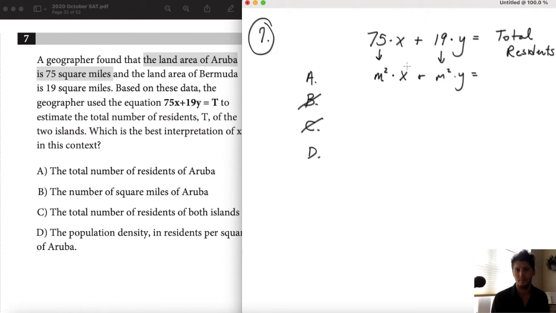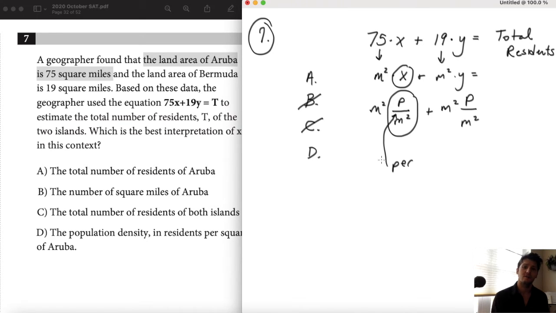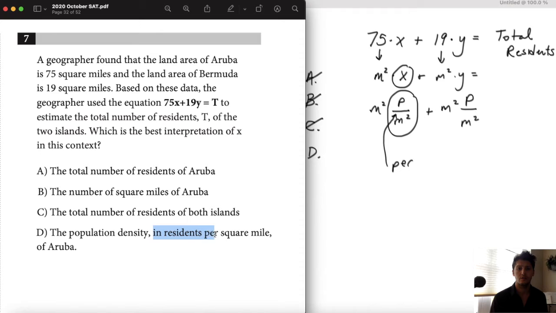That means that this term must cancel the m squared with, maybe I'll use p for people, people over m squared. What is that? And that will happen here too. Miles squared times y, which would be the number of people in 1 mile squared. That's what that's going to mean. So when you think of division, you can think of the word per as that division sign right there. People per mile squared, or square miles. Mile squared sounds weird, but it really just means square miles. People per mile squared is not the total residents, it's the population density. In residents, or people per square mile of Aruba. D.